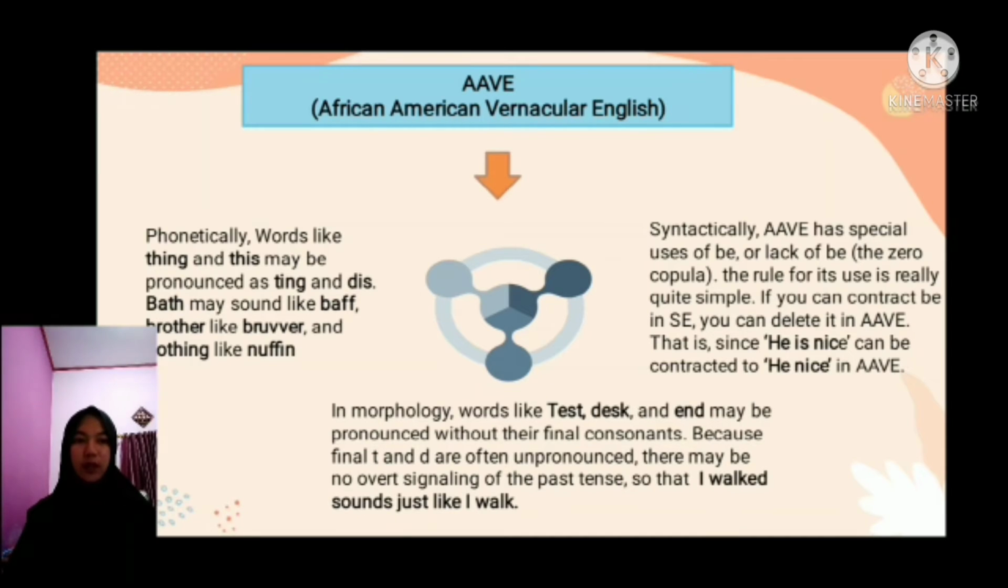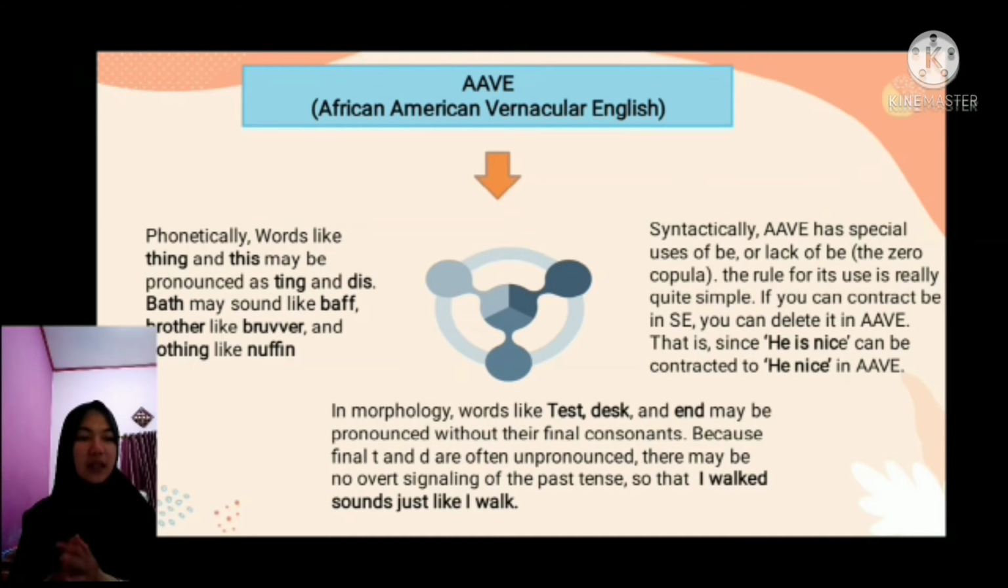In African American vernacular English, words like test, desk, and end may be pronounced without their final consonant. Because final T and D are often unpronounced, there may be no overt signaling of the past tense, so that the sentence I walked sounds just like I walk. Therefore, it will be difficult for us to understand whether it is past tense or present tense.